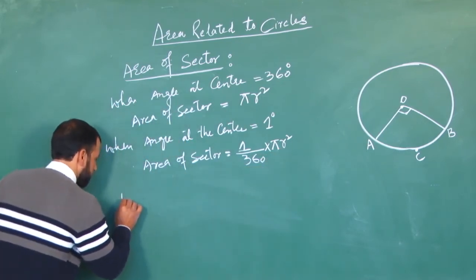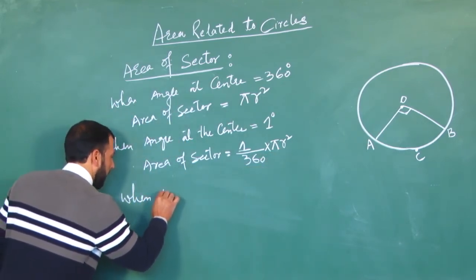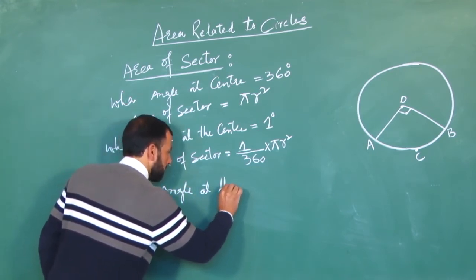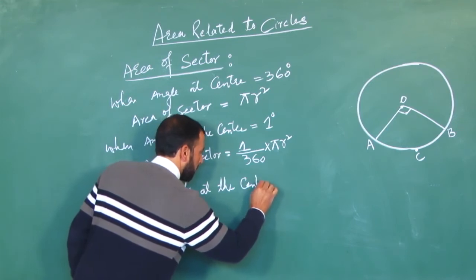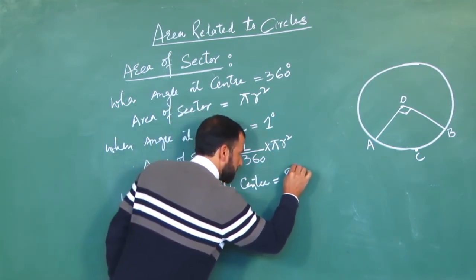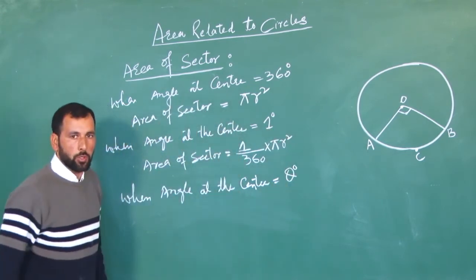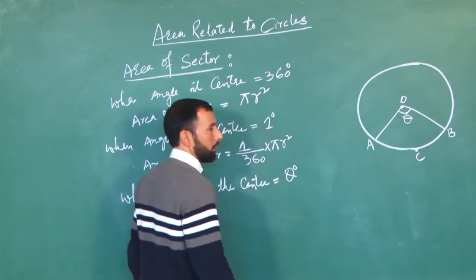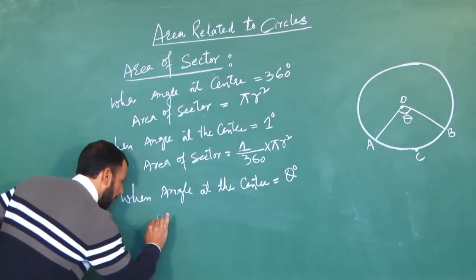Now, when the angle at the center is equal to theta degrees, here let us take this as theta degrees, then the area of the sector.